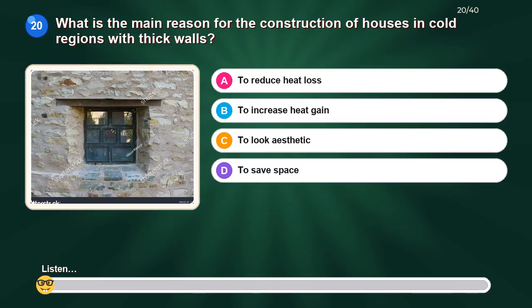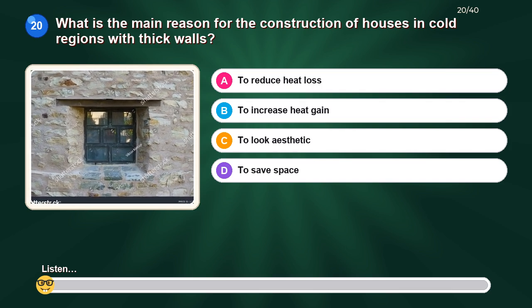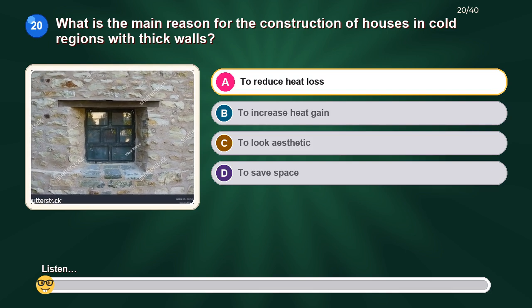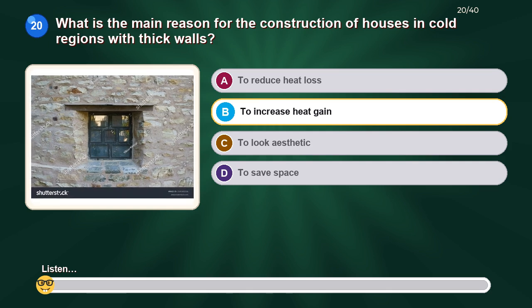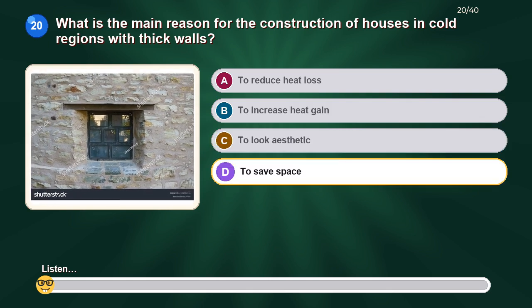What is the main reason for the construction of houses in cold regions with thick walls? Option A, to reduce heat loss. Option B, to increase heat gain. Option C, to look aesthetic. Option D, to save space.